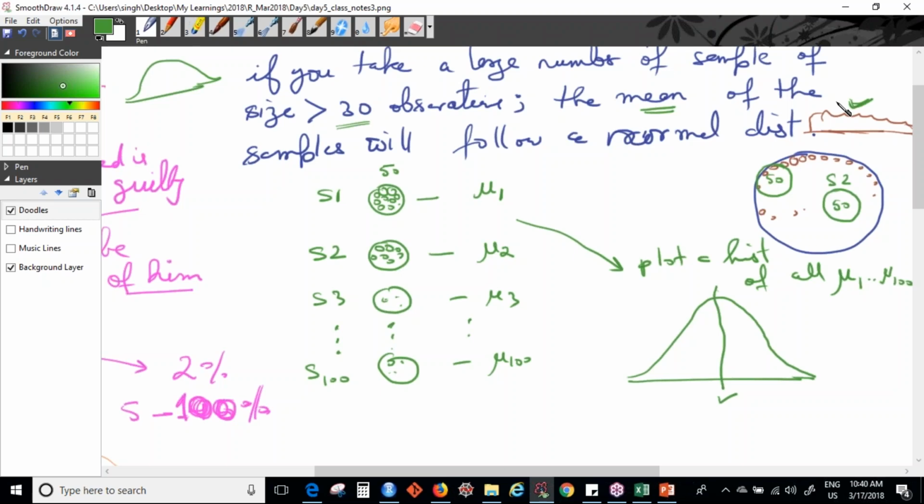Yes, Ahana, we will come to why that 30 limit is there. Okay, we will come to that. Yes, Ankit, these samples are independent of each other. These samples have to be independent of each other.